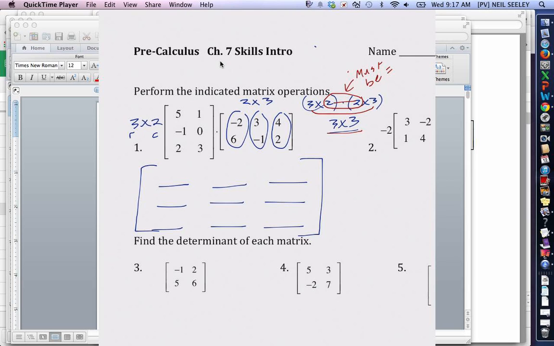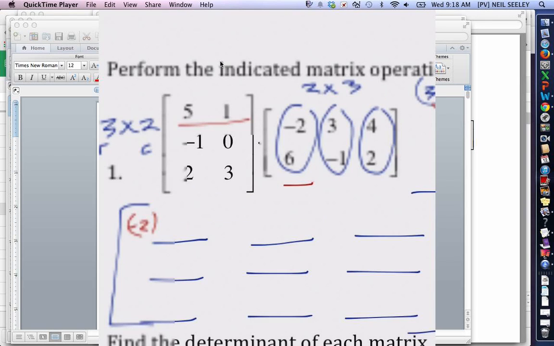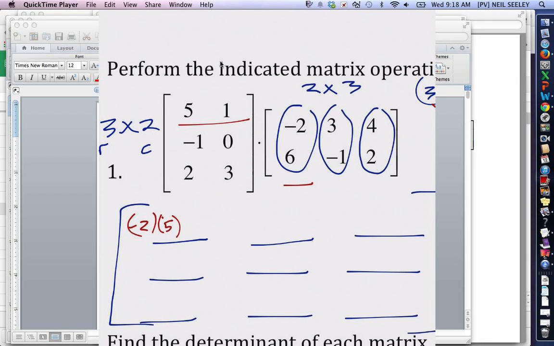It goes like this to start with. I'm going to go with red because you'll be able to see it stand out. I'm going to take that first column on the right hand and multiply by the 5 and the 1, and it looks like this. I'm going to take the negative 2 times the 5, and add that to the product of 6 times 1. Okay, so that's the first part of it.